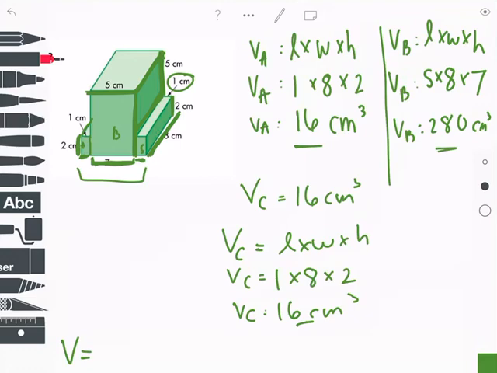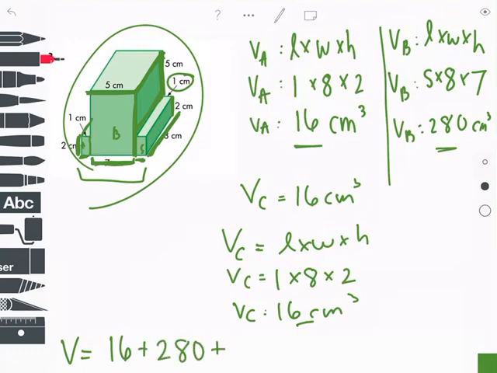So now when we're combining, you have to make sure to combine all 3 together. So in order to find the volume of this whole thing, you get 16 plus 280 plus 16. Okay, so 6 plus 0 plus 6, you get 12. 1 plus 1 is 2, plus 8 is 10, plus 1 is 11, then carry, and you get 3. So here, your answer would be 312 centimeters cubed.